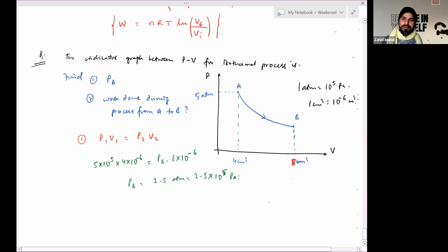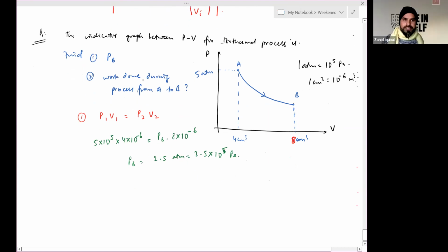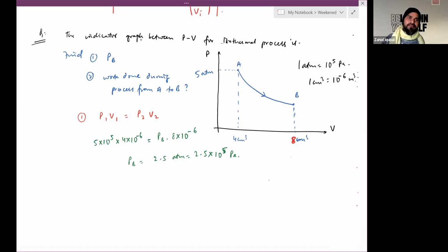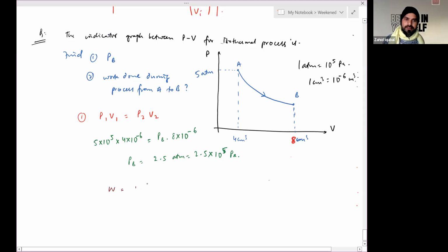Sumaya, is it clear? Yes, sir. Okay. Now the next process is we have to calculate work done on going from A to B. According to the above relation, work done equals nRT ln V final by V initial.